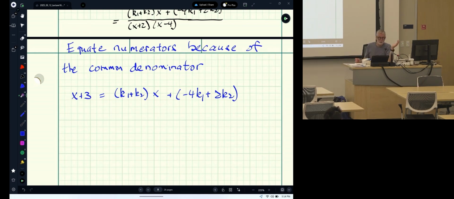Differentiate that polynomial. It's differentiable. And then you're going to have 1 and you're going to have k1 plus k2. They have to be equal. Okay? So that's how it works.